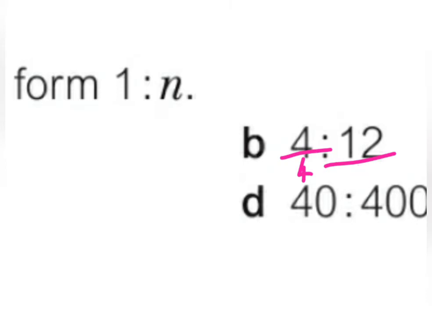So the answer will be, when we divide 4 by 4 here, we get 1, good, and then the 2 dots of the ratio. And then when we divide 12 by 4, it's going to be 3. Very good. So the answer will be 1 to 3. Same idea with question C and D.